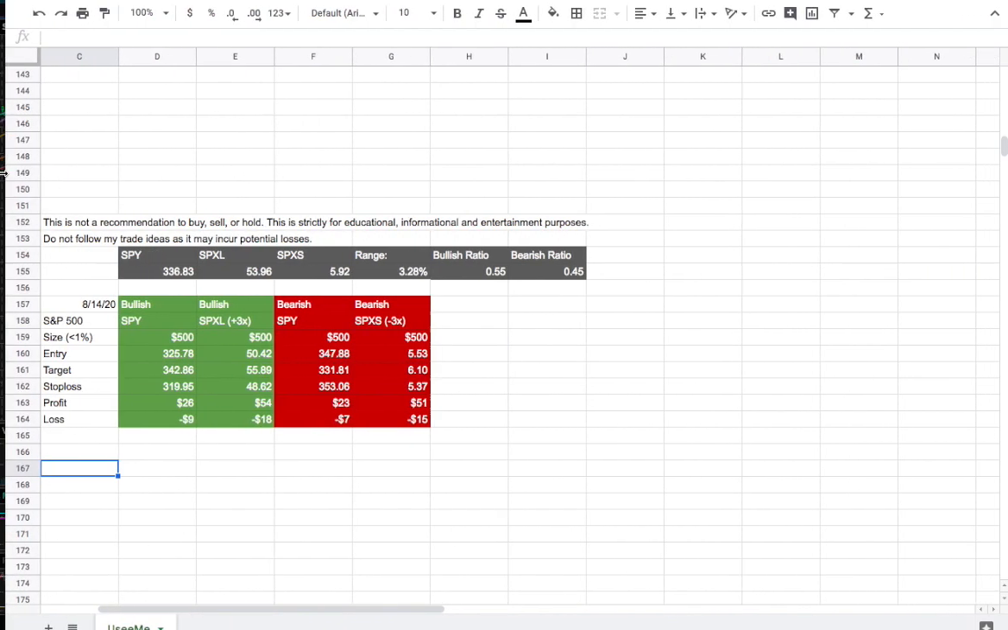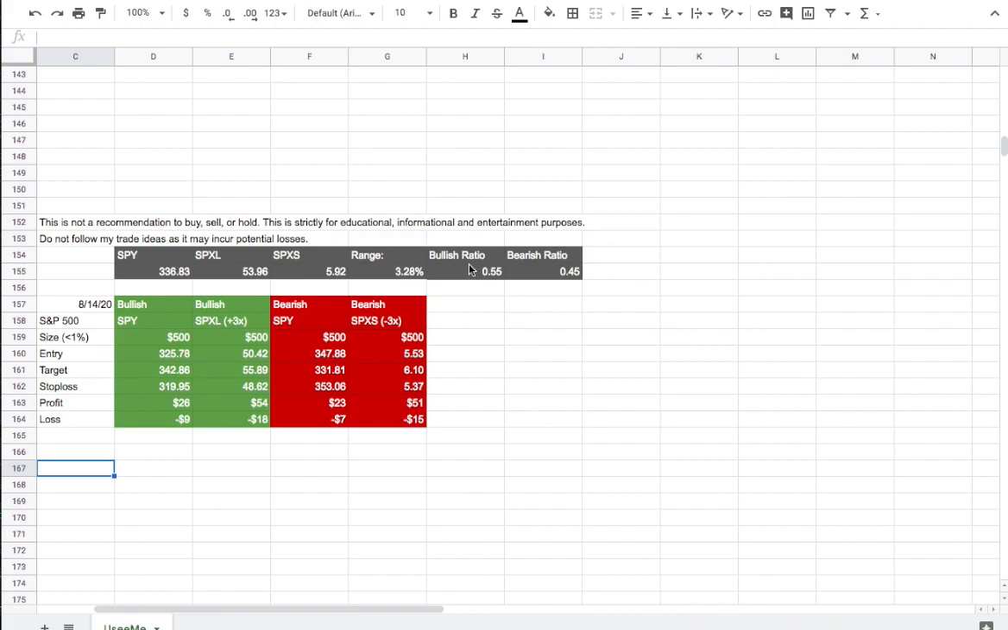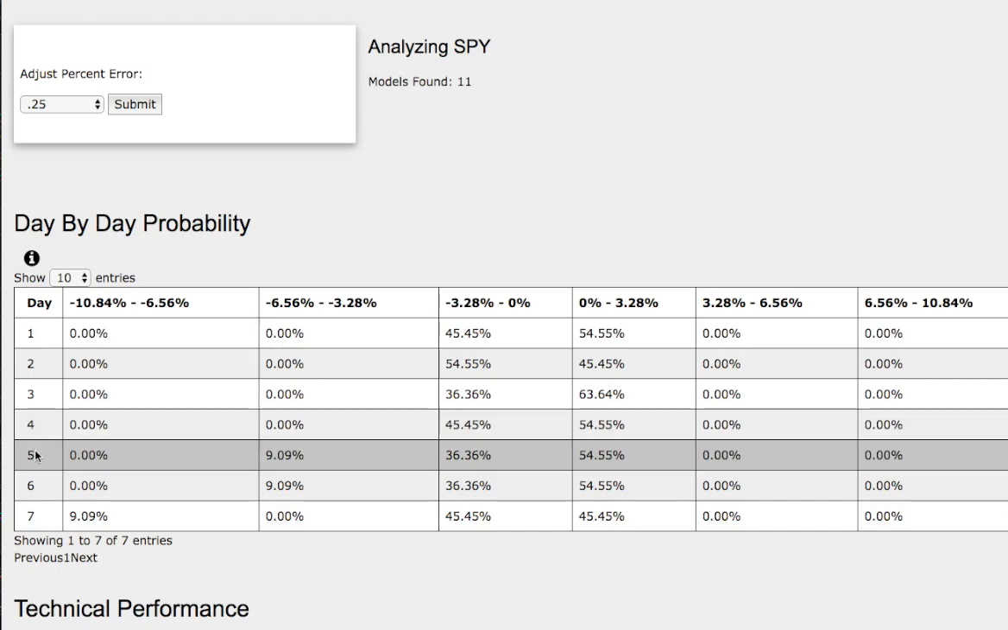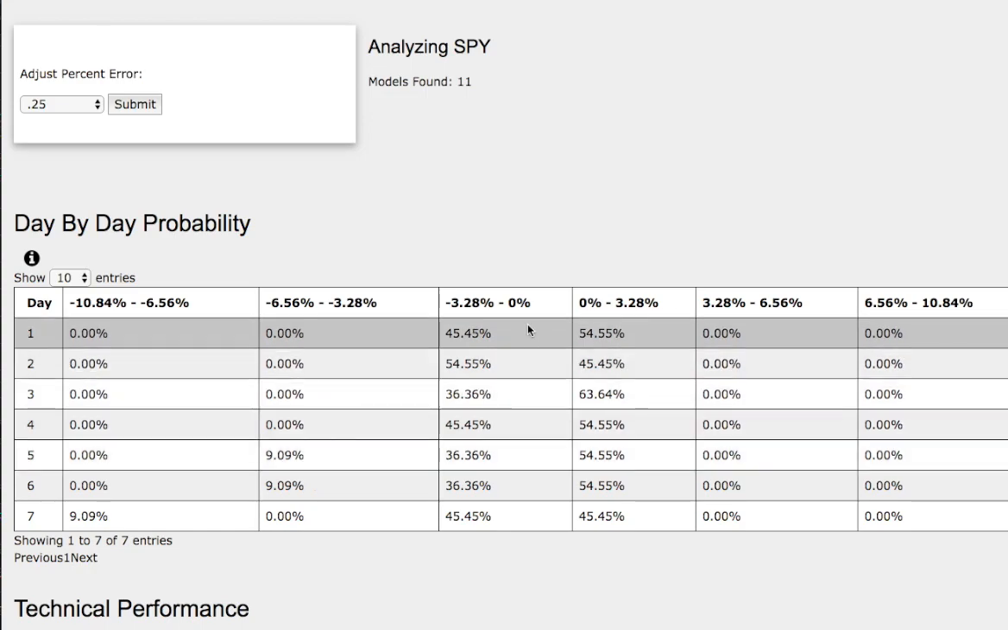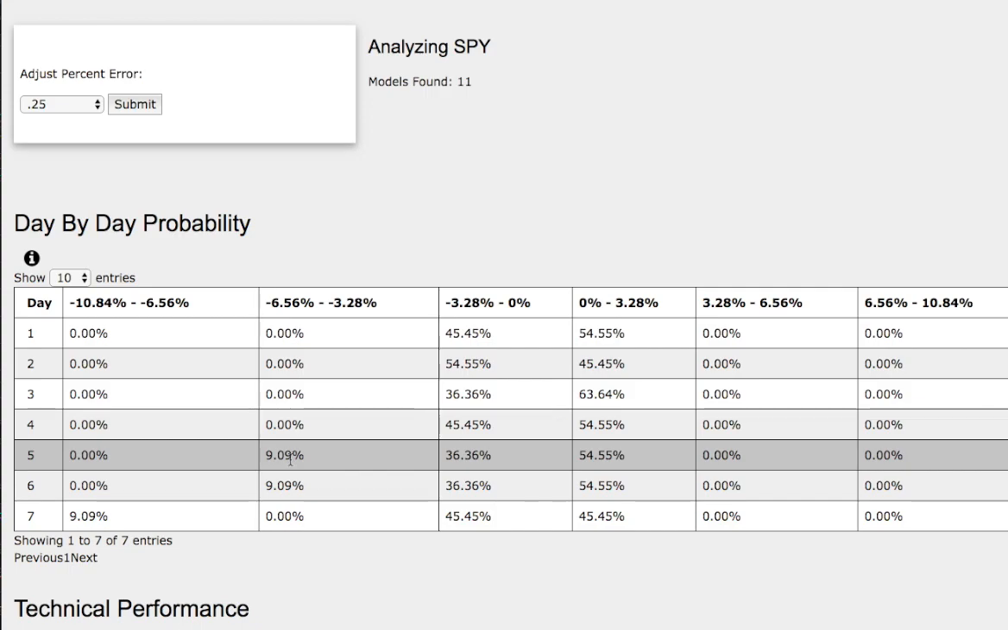These ideas come from the day-by-day probability model. The range, bullish, and bearish ratios come from this model right here, which is available in the link below, so do check it out. As we progress to the 5th day or week of trading, we have a 55% chance for the S&P 500 to climb between 0 to 3%. On the other hand, a 37% chance or 36% chance for it to fall between 0 to negative 3%. And on the extreme case, a 9% chance to fall between negative 3% to negative 6.5%.